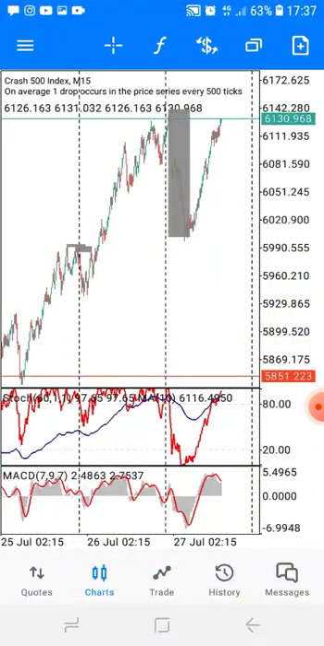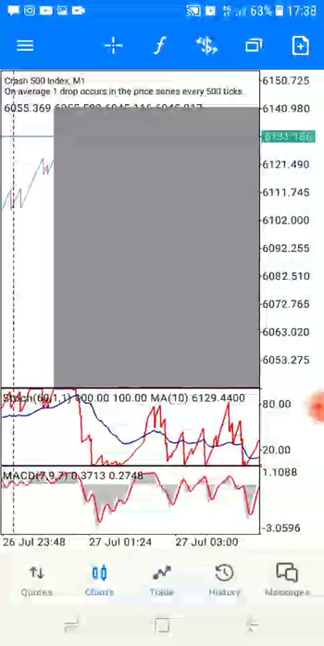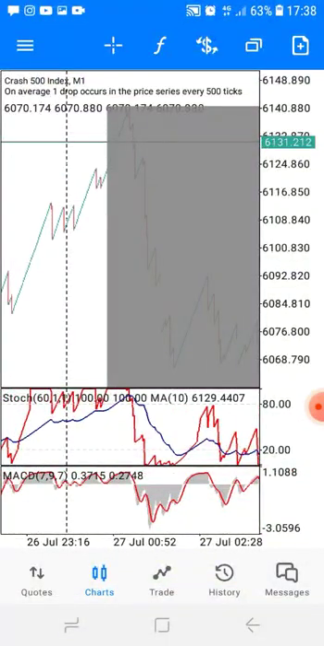So the first rule, I'm going to say the rules each and every time. I hope you're writing this down, right? First rule, you go to M15 and look for a downtrend. Cool, that's the first rule. Second rule, go to M1. That's the second rule.